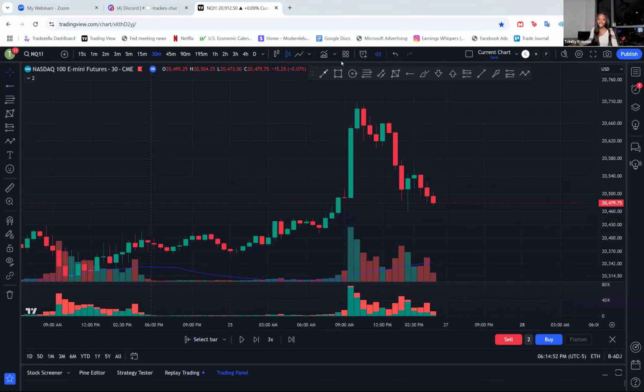All right, are imbalances only when price goes up? No. We're going to go through an example where we see an imbalance where price goes down and then we look for longs to fill the imbalance. I think it's the next example.